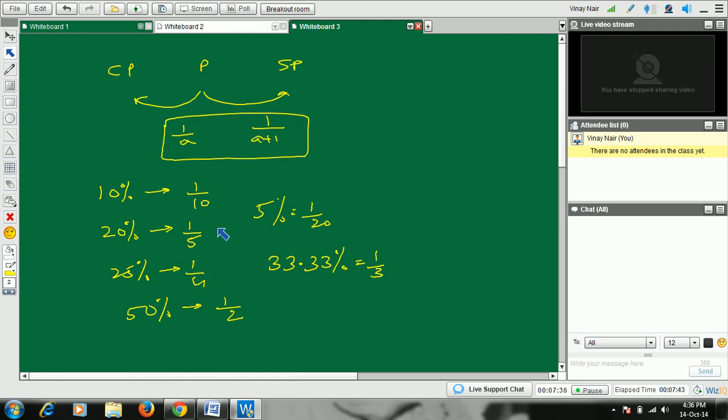If it is given that the profit is 1/10 of the selling price, then it is how much of the cost price? It is 1/10. So that is 1 by A plus 1, this form. So A plus 1 is 10. So 1 by A has to be 9. So the profit will be 1/9 of the cost price.